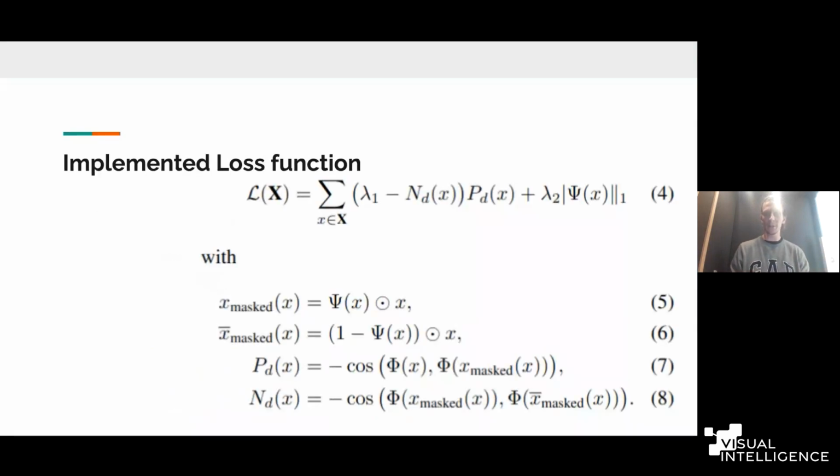So the final implemented loss function looks like this. Once again, we have a term that encourages this closeness between the masked image and the original image. We have another term that ensures that the masked image and the inverse masked image are far apart. That's why there's a minus here. And then once again, we have the sparsity term here, where we say we want masks that are very sparse. We want small explanations. So that's our final loss function.